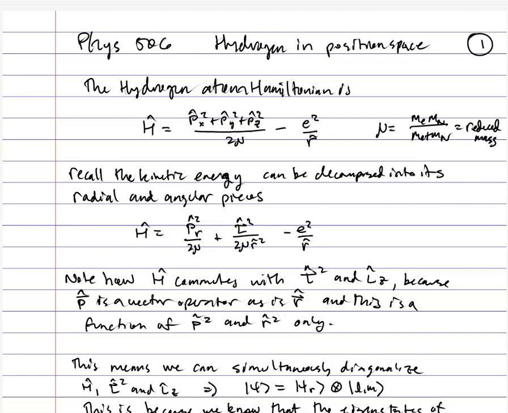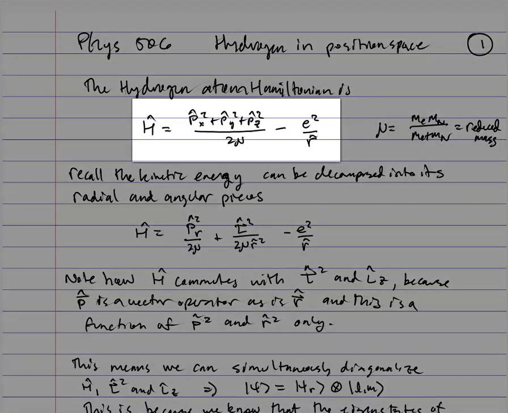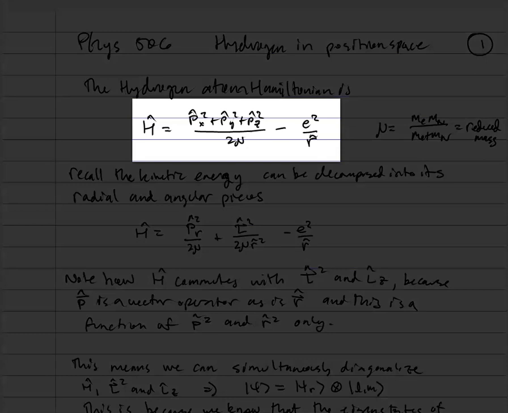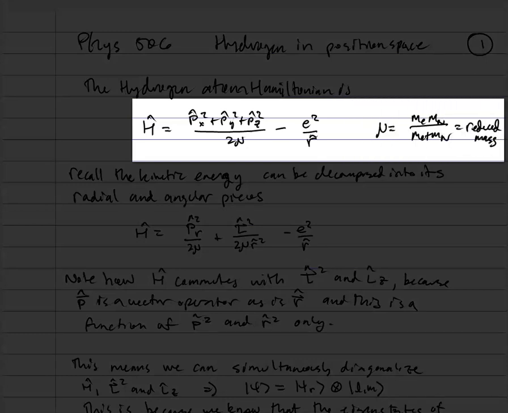In this lecture, we're going to show you how we get the eigenfunctions and wave functions of hydrogen using the operator methods. So let's start with the hydrogen atom Hamiltonian. It has a kinetic energy term. We'll be using the reduced mass, so we're going to denote that reduced mass by mu.